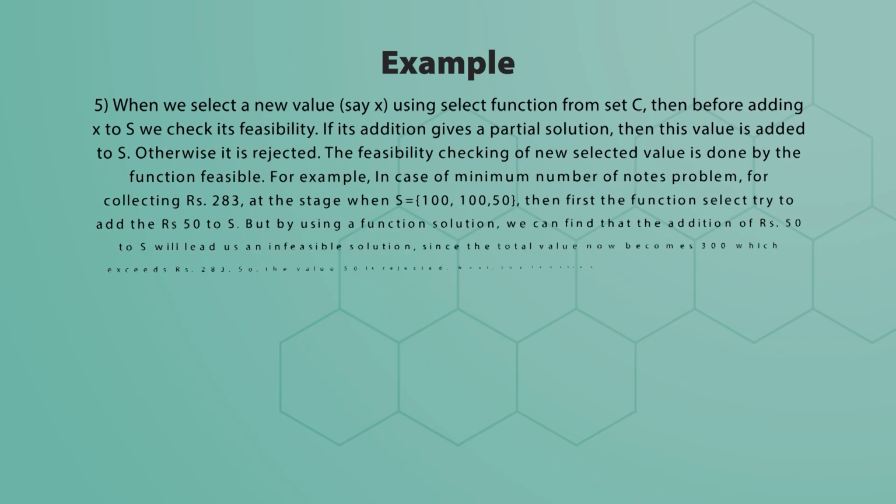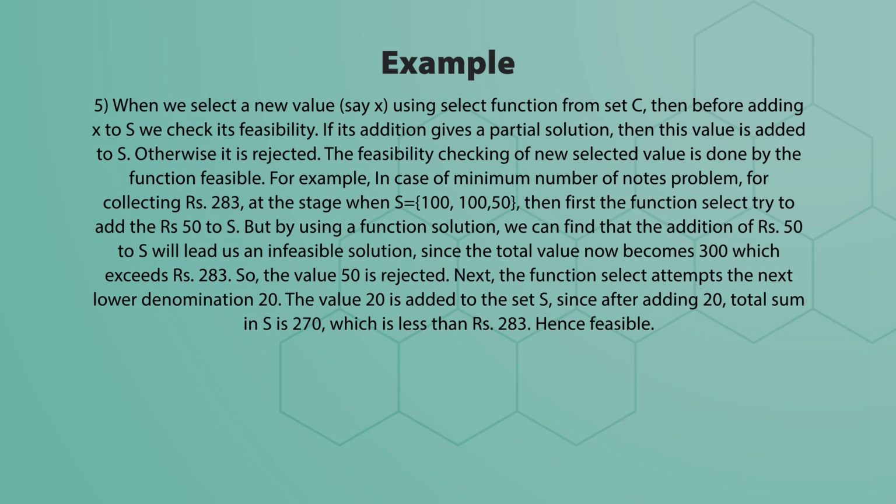Okay. So now another function that we are talking about is the feasible function. When you are selecting a particular input, you check the feasibility of it. So these are very interrelated functions. When you take the select function, it will select the input from the candidate set. Now you check whether this input can lead to a feasible solution. Suppose you are taking 100. 100 is less than 283, so it means it is leading to a feasible solution. So you will take the input of 100 and include it in the solution set. So this is how this works.